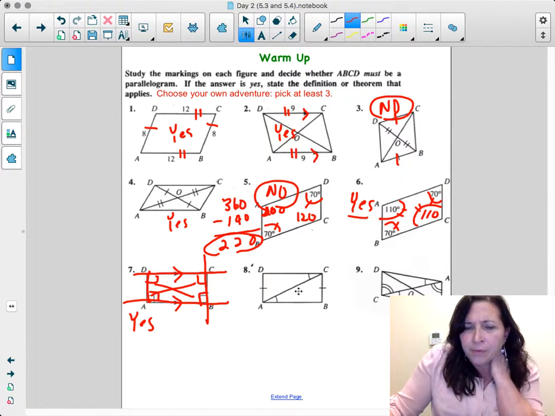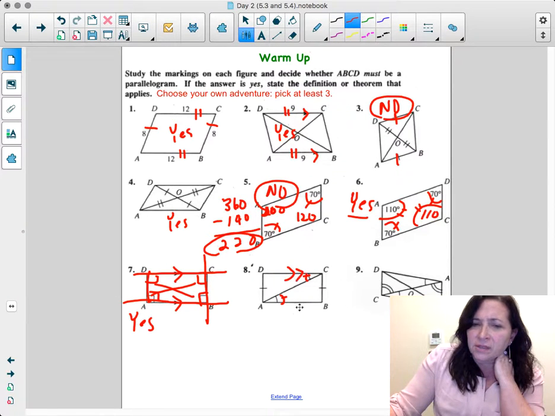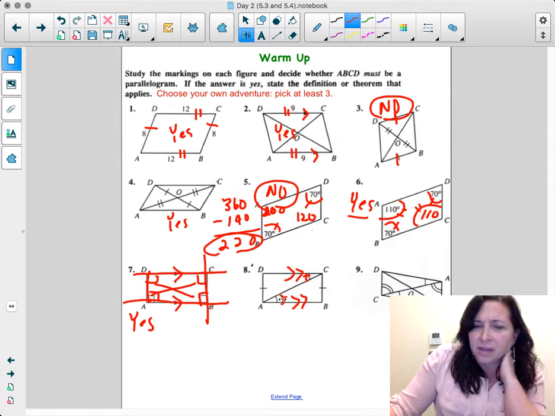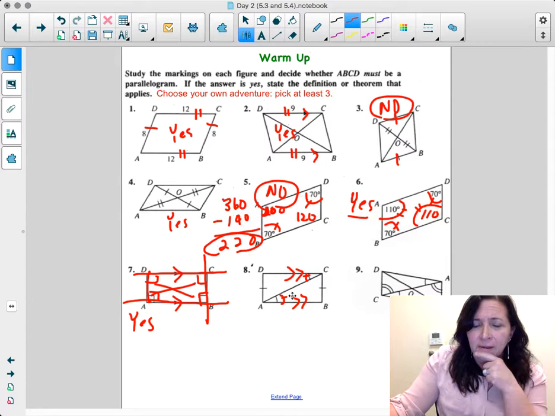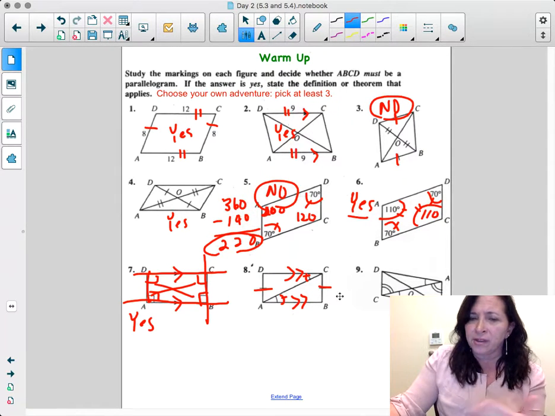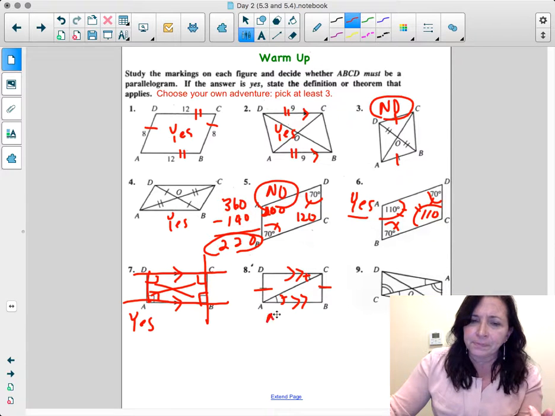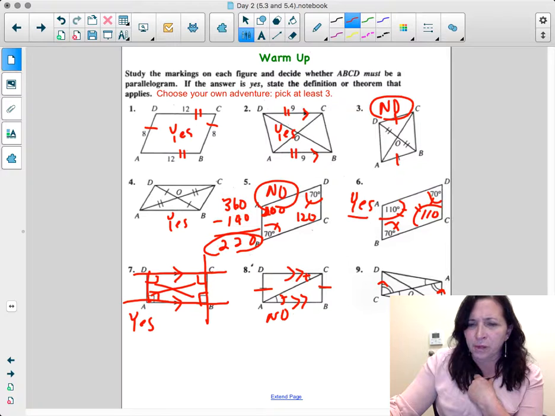For this problem, we only know that this angle is congruent to this angle, which would then make this side parallel to this side, because congruent alternate interior angles form parallel lines. But that would only make one pair of opposite sides parallel, not one pair of opposite sides parallel and congruent. So that would be a no. And lastly, this shape right here, you have opposite angles congruent. Those are alternate interior angles. That makes those parallel. And these are parallel, which makes those parallel.